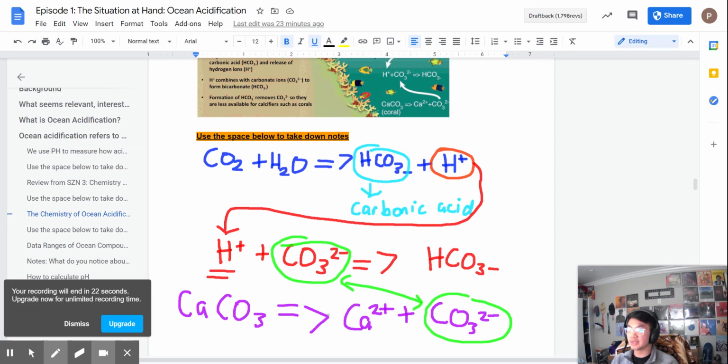So I'm really hoping this explanation helps you understand the video as well, the chemistry behind ocean acidification. Okay, I'm running out of time on this Screencastify, so I'm hoping this helps.